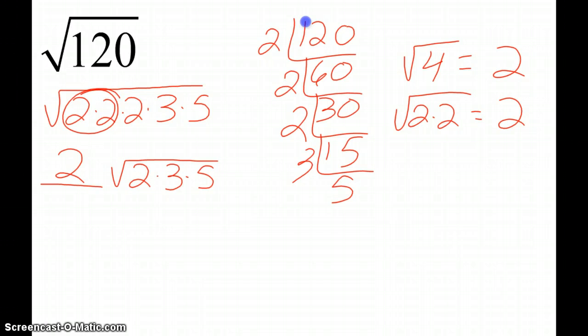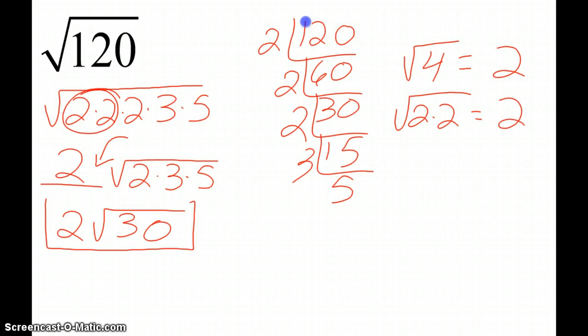And then I multiply everything back out. If I had another number out front, I would multiply it. I do not. So I have 2 times the square root of 30. And that would be your answer. That goes in Khan Academy.